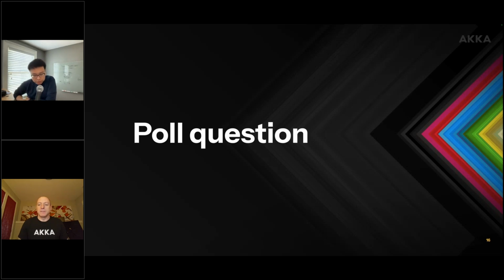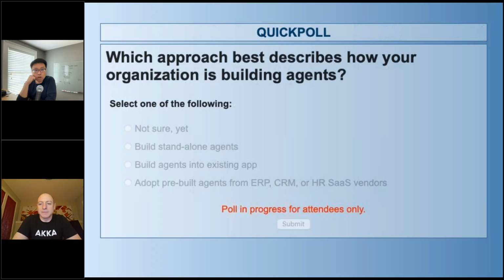So we have a poll question now as we transition to the next section. Which approach best describes how your organization is building agents? I know that lots of folks are still in the exploratory phase, but we're curious to get your perspective on this.